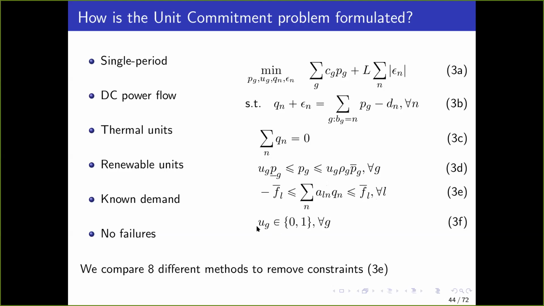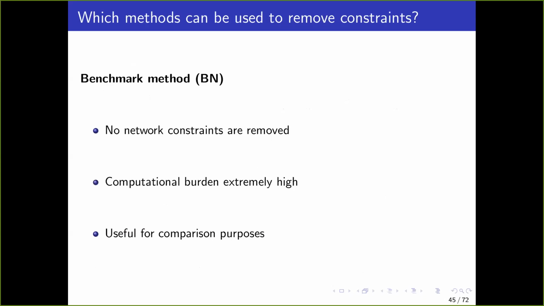So the whole point of this presentation is to compare different methods to remove constraint 3E. And if we remove them, hopefully we will reduce the computational burden of this problem. So it's going to be 8 methods. I know it's a lot, but most of them are very intuitive. So I hope it's clear enough.